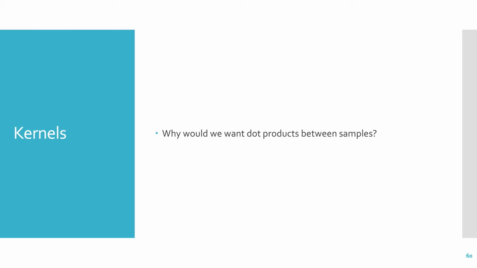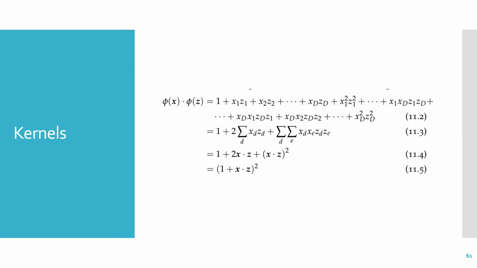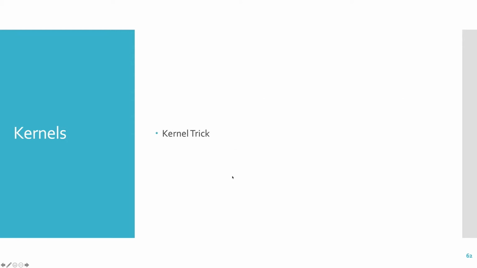Let's see why dot products between samples might be helpful. Assume we're using the quadratic feature expansion. If we expand the features first and then perform the dot product, we get some crazy long expanded dot product here. But if we do a little bit of algebra, we can actually bring it all the way back down into the original space. So we took an operation that was O of d squared and brought it down to O of d. This is the kernel trick. That is, we can perform dot products between expanded features in the original space.